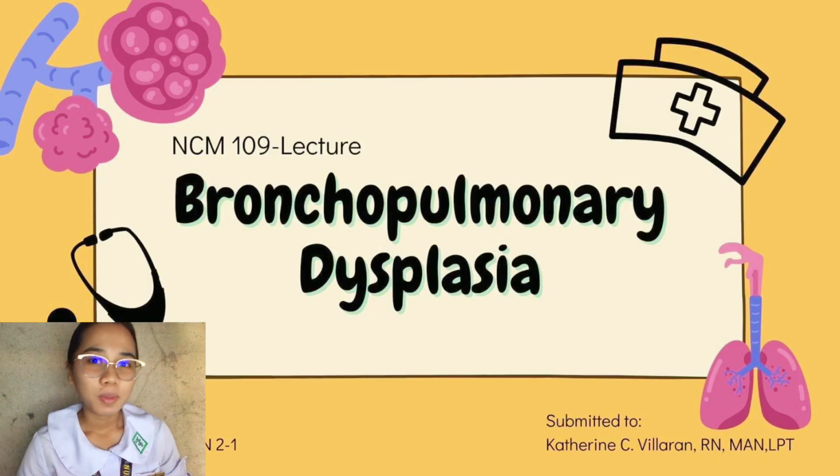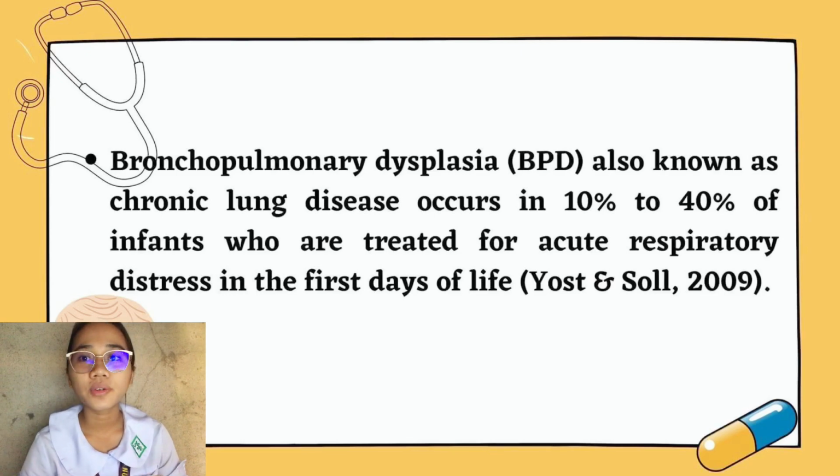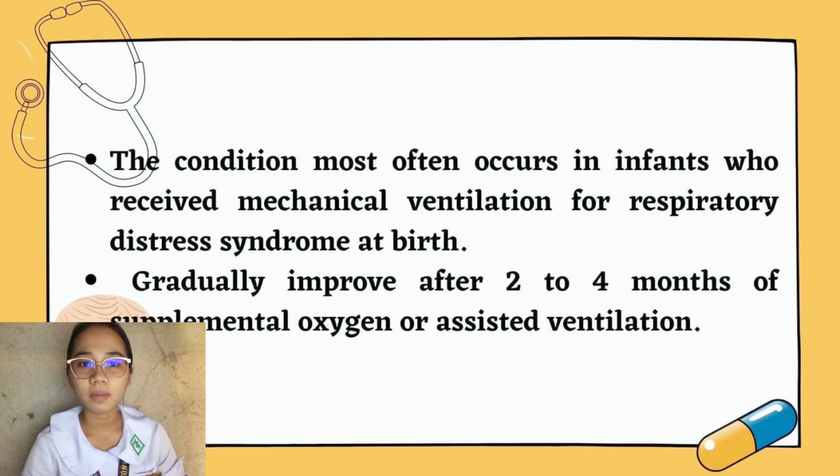So as we proceed, for the definition, bronchopulmonary dysplasia, or BPD, also known as chronic lung disease, occurs in 10% to 40% of infants who are treated for acute respiratory distress in the first days of life. This condition most often occurs in infants who received mechanical ventilation for respiratory distress syndrome at birth and gradually improved after 2 to 4 months of supplemental oxygen or assisted ventilation.